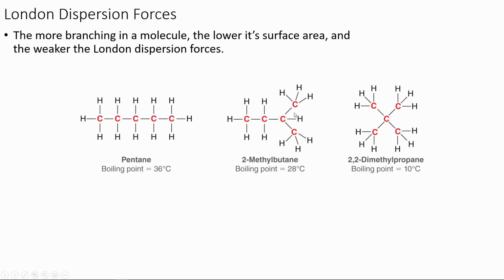As we begin to branch the molecule, it'll be more difficult for these molecules to stack on top of each other. Less surface area will overlap, and we're going to have less interaction between the molecules, which leads to a reduced boiling point for 2-methylbutane and an even more significantly depressed boiling point for 2,2-dimethylpropane.